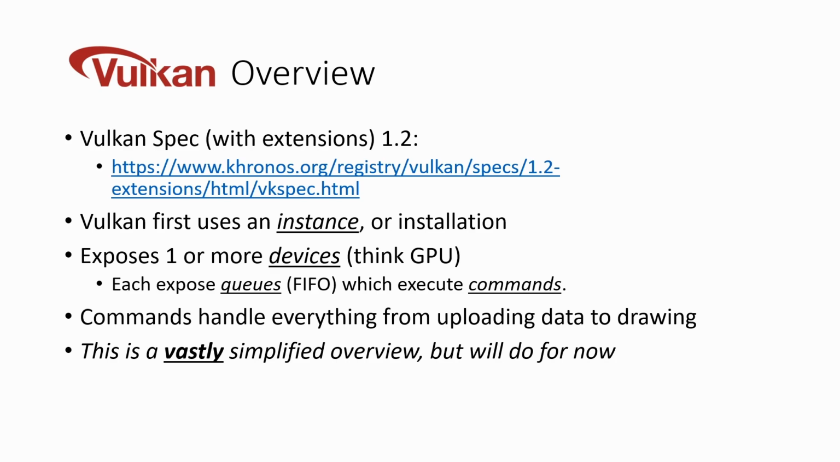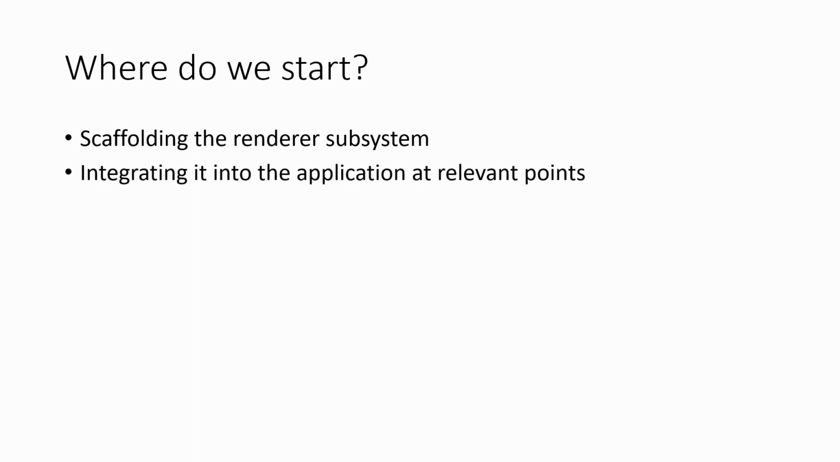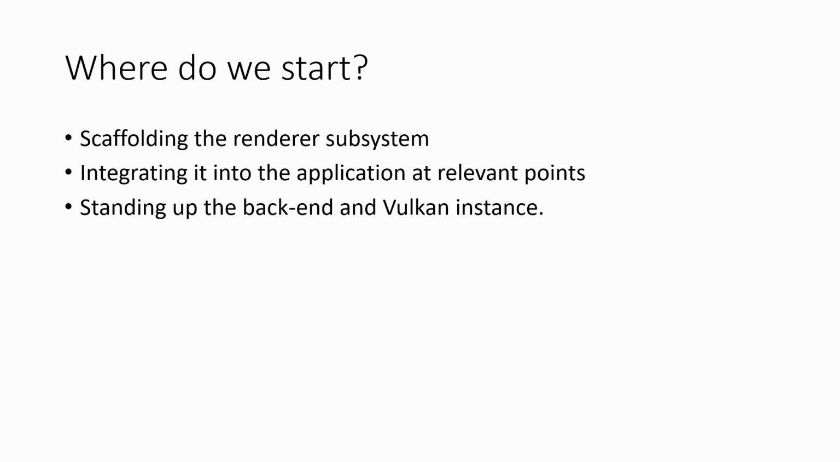Okay, so with all this said, where then do we start? Well, in the next video, we are going to be scaffolding the renderer subsystem. So that's going to be setting up the front end, as well as setting up some of the back end stuff. We are going to be integrating it into our application at relevant points. So that's everything from the initialization and shutdown to where it actually shows up in our application's game loop. And then we're going to be standing up the backend and the Vulkan instance, right? So the Vulkan instance, of course, won't do much in terms of visuals, but it will be the first Vulkan code that we will write. So in the next video, we are going to actually write some Vulkan code.